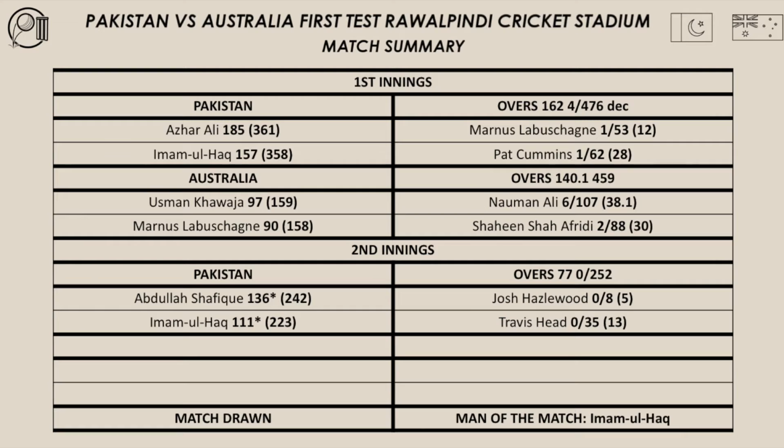Australia, in reply in their first innings, were all out for 459. Usman Khawaja top scored with 97, and Norman Ali took 6 wickets for Pakistan. Pakistan in their second innings finished on none for 252. Abdullah Shafiq top scored with 136 not out and no wickets were taken for Australia. The match was drawn and Aman al-Haq was named man of the match.